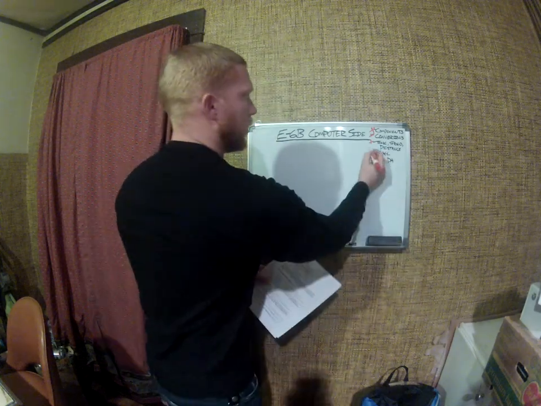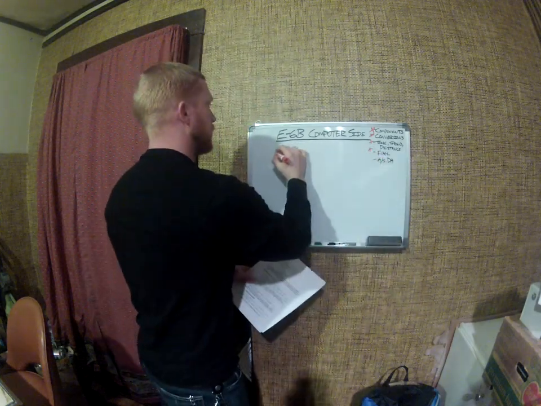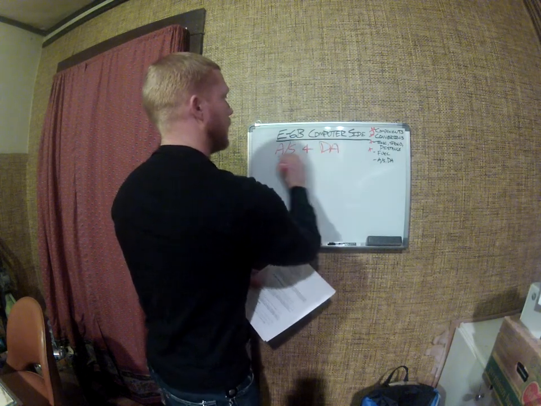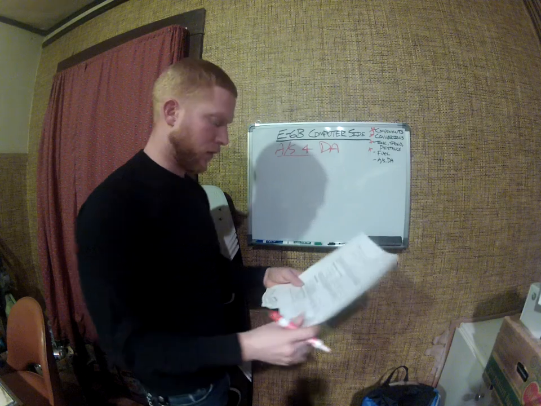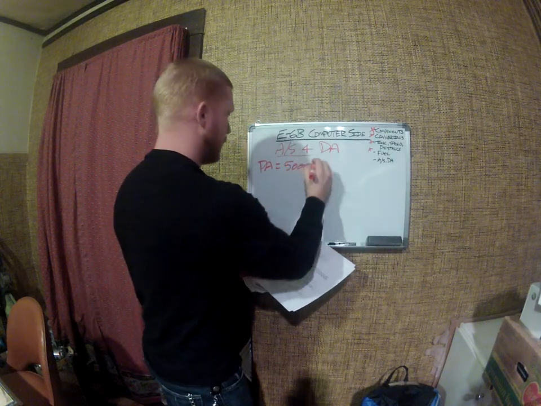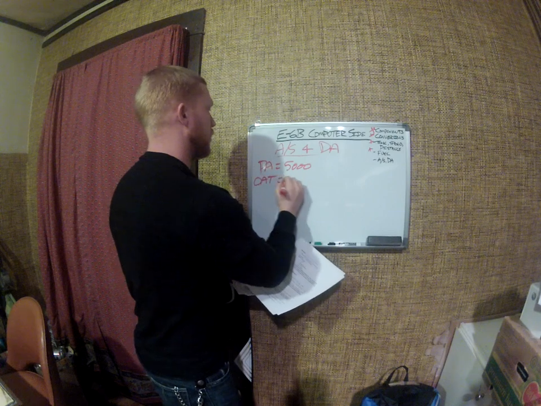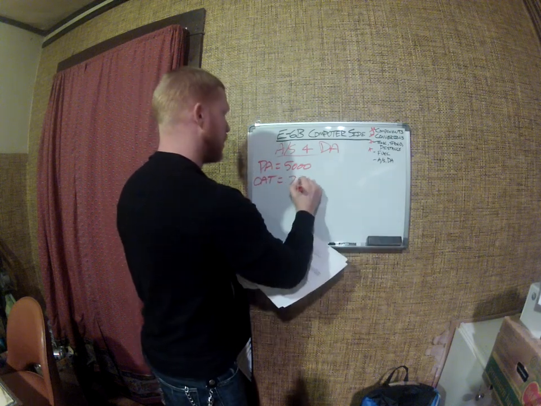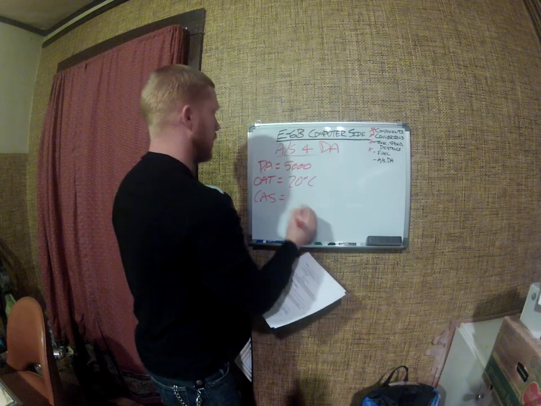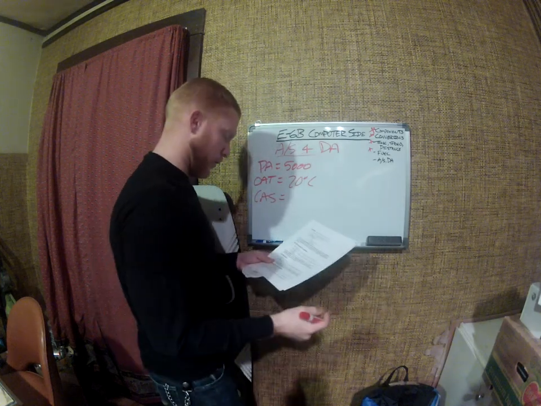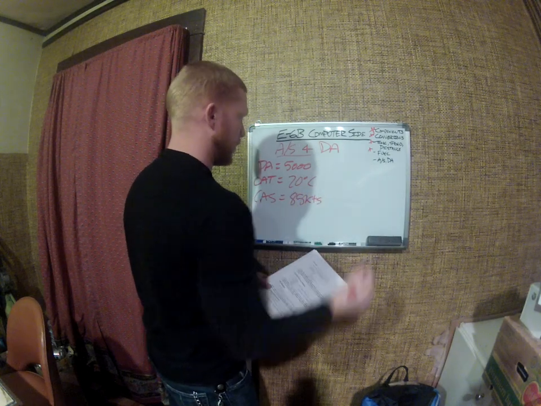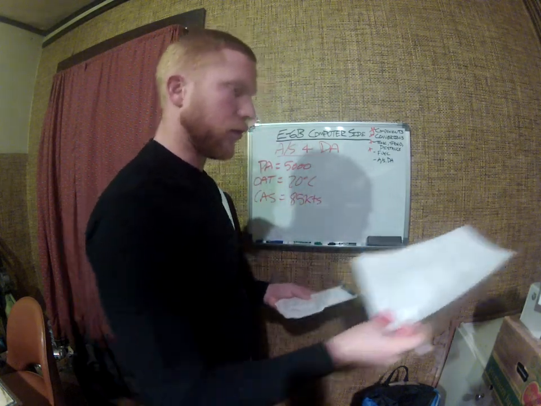Next, last but not least, we're going to do airspeed and density altitude. Airspeed and DA. Alright, we'll do this quick. So we need our pressure altitude here. Let's say that's 5,000 feet. Outside air temperature of 20 degrees Celsius and a calibrated airspeed. This is for true airspeed. We're doing 85 knots. So we want to find our true airspeed.